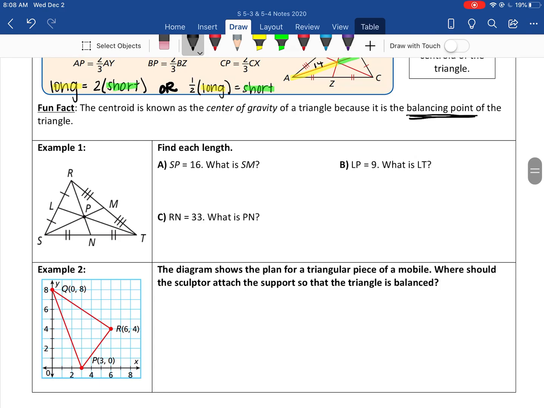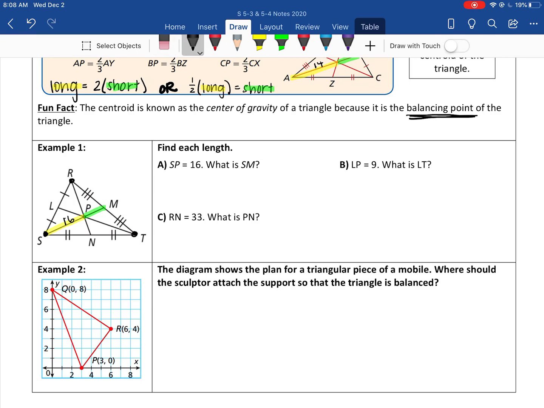All right, so let's look at example 1. Example 1 says that SP is 16. So I know that this length is 16. So if I look at the whole median here, I can see that this is the long piece and that this is the short piece. And again, the reason I know that these are medians is because, look, they come from the vertex and go to the midpoint of the opposite side. Same with this one. Vertex, midpoint of opposite side. Vertex, midpoint of opposite side. Okay? So that is how I know that these are medians.